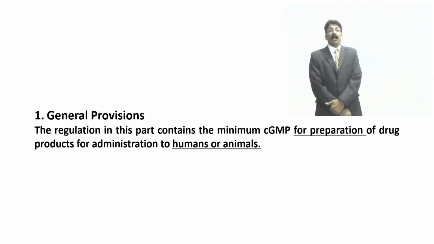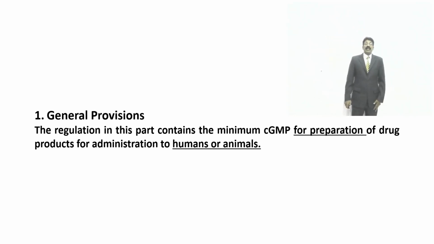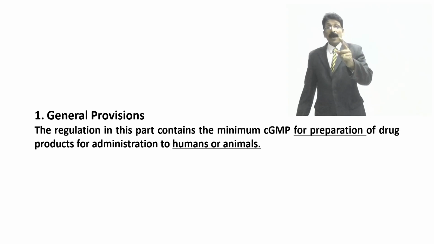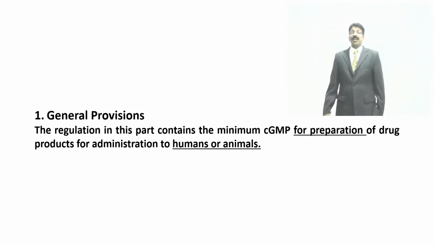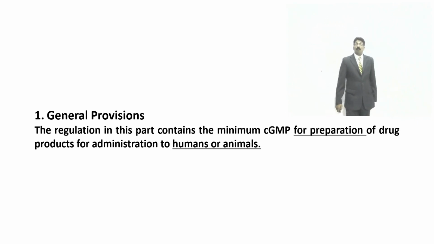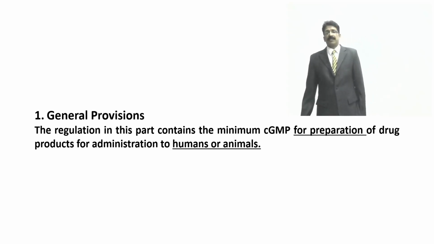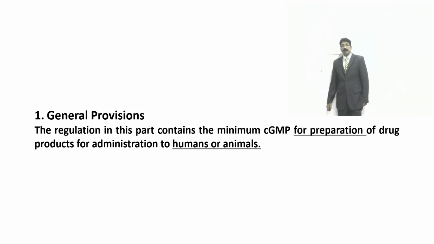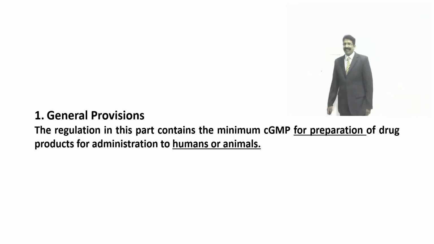The first is a general provision. The regulation in this part contains the minimum current good manufacturing practice for preparation of drug products for administration to humans or animals. It is for human as well as for veterinary purpose. They all will come under this section by the Drugs and Cosmetics Act 1940, in the Act 1945.